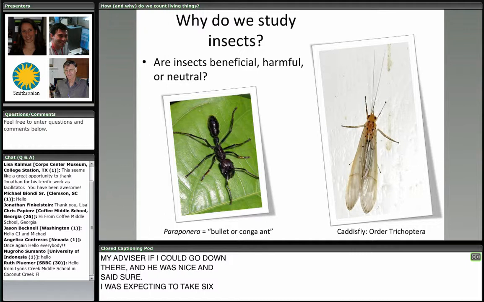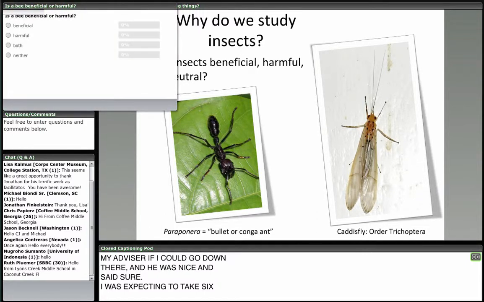So I wanted to pose the question to you: why do you think we study insects? Why should we study insects? And do you think that insects are beneficial, harmful, or neutral? So I'll let you guys think about that for a few seconds. You guys have any suggestions? It's a great question, and we've put a poll up, but we are also interested in hearing your responses. So go ahead, you can continue to type over on the left side of the screen.